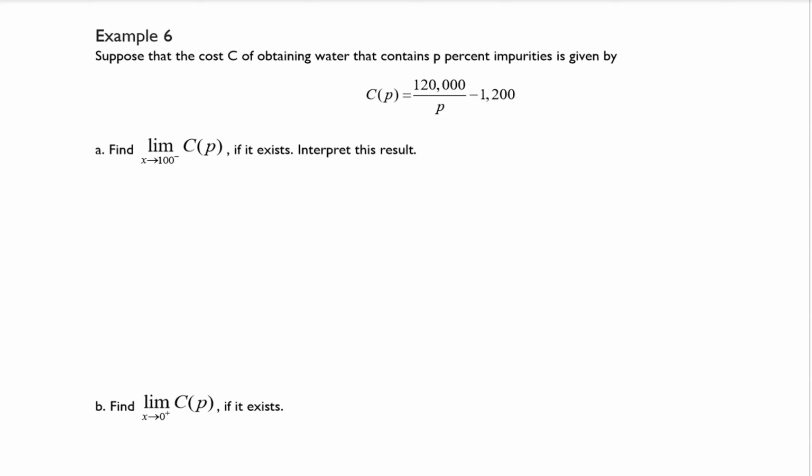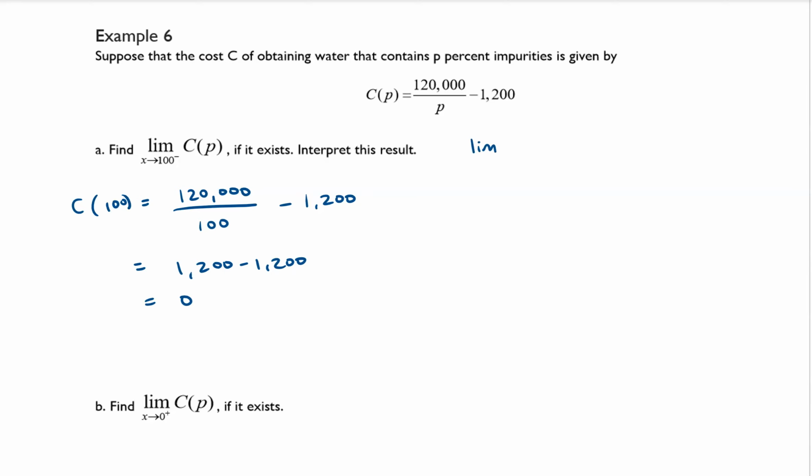Because plugging in 100 wouldn't make the denominator equal to 0, we can just plug in 100 for this left-handed limit. So C of 100 equals 120,000 over 100 minus 1200. If we divide that, that would give us 1200 minus 1200, which is equal to 0. And so the limit as x approaches 100 from the left-hand side of our cost function is equal to 0.